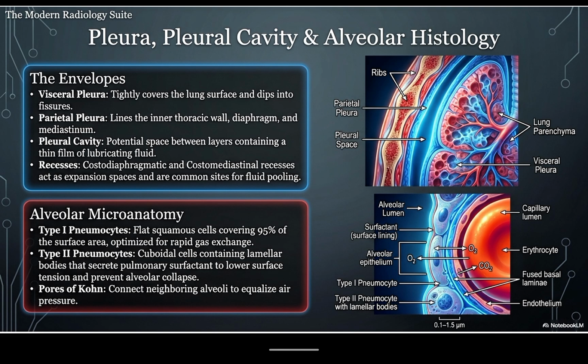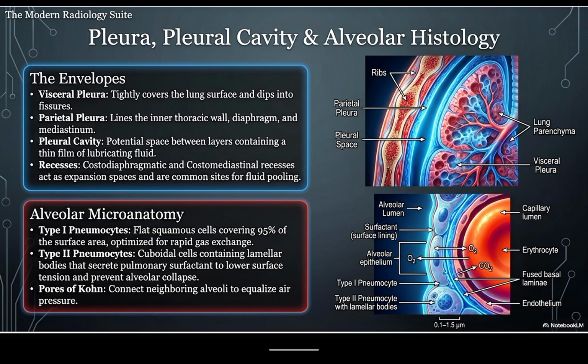The pleura are the layers lining the lungs. In the pleura, we have the visceral pleura and the parietal pleura. The parietal pleura lines the inner thoracic wall, the diaphragm, and the mediastinum. That is the parietal pleura doing that.